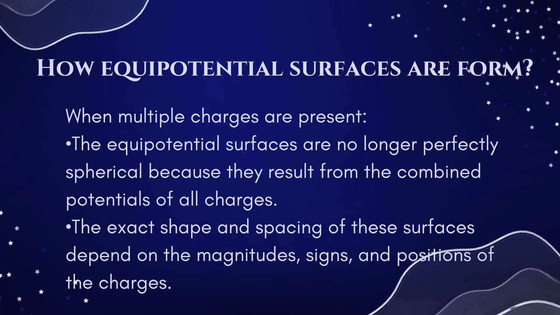So, the equipotential surface is a surface that has the same electric potential at every point, meaning that there is no net electric field or potential difference between any 2 points.